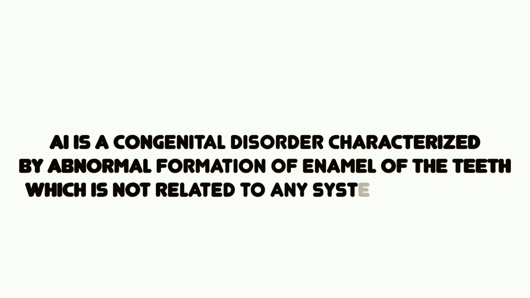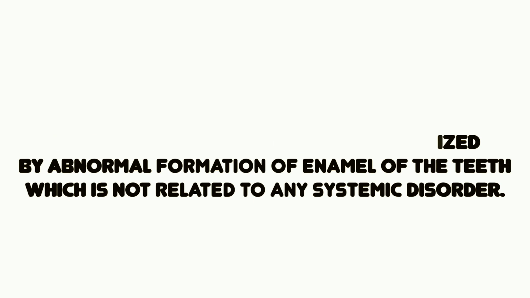Today's video is about Amelogenesis Imperfecta. Amelogenesis Imperfecta is a congenital disorder characterized by abnormal formation of enamel of the teeth, and it's not related to any systemic disorder or syndrome. The disease involves only enamel of the tooth. The rest of the tooth structures, like dentine and pulp, remain normal.